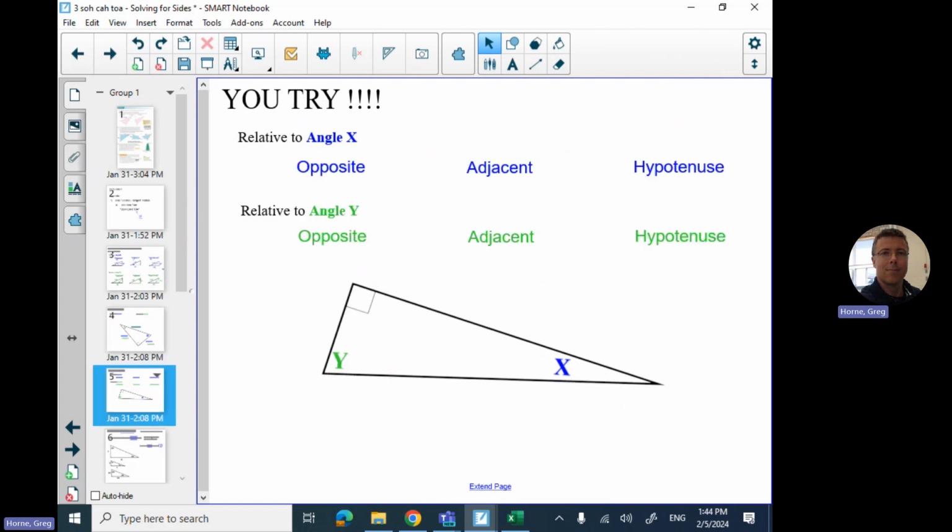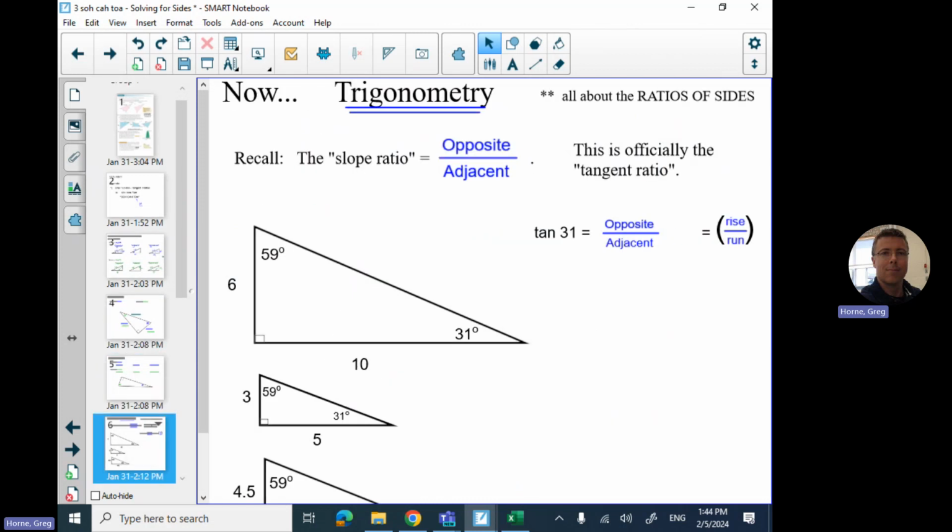Right? So there's another one there still in practice. It's the same stuff over and over again. So the slope ratio that we've already seen is opposite over adjacent. That's officially the tangent ratio. But I just want to remind you what we saw to do with that.